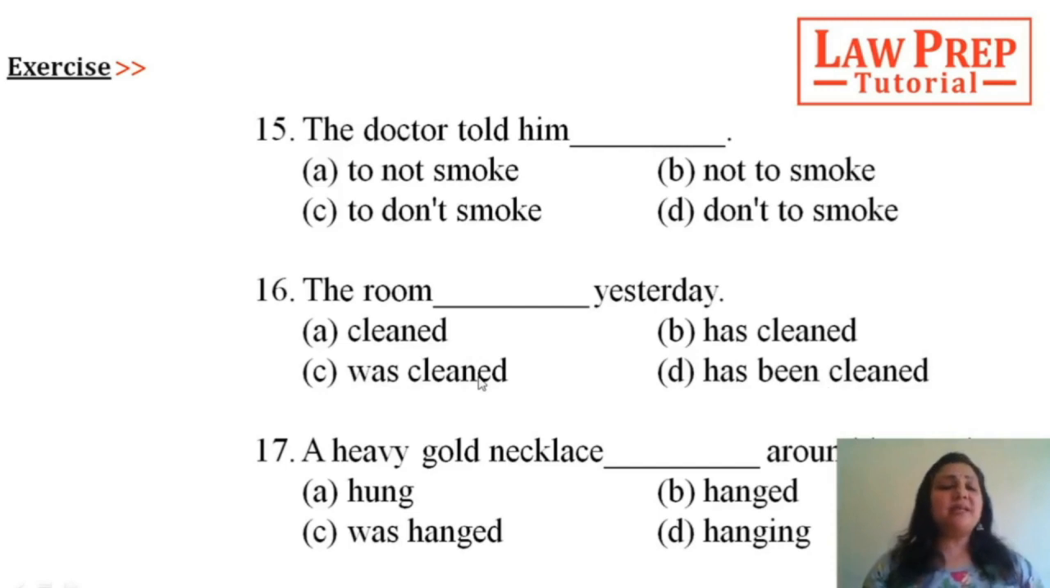The room was cleaned yesterday. The room won't clean on its own. Naturally, somebody is going to clean the room. If I say, I cleaned the room yesterday, it is right. But when I change it to passive voice, the room was cleaned yesterday. By me is optional, so it's clear. When you have an object beginning the sentence, you have a passive voice, and so the room was cleaned yesterday.